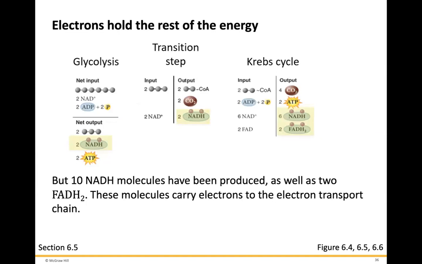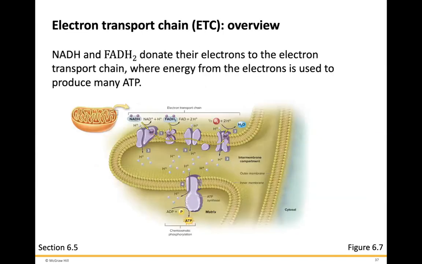These molecules will carry electrons to the electron transport chain. NADH and FADH will donate their electrons to the electron transport chain, where energy from the electrons is used to produce many ATPs. For every NADH you produce, it will yield 3 ATPs. For every FADH you produce, it will yield 2 ATPs.